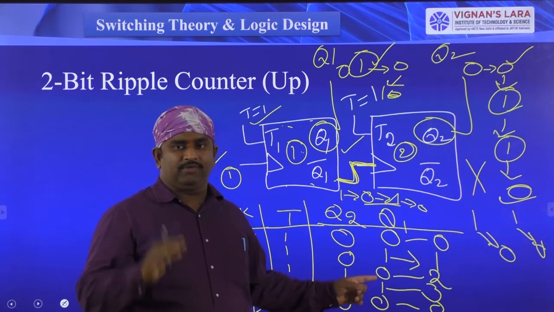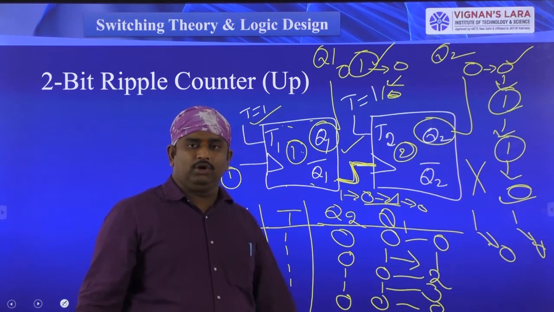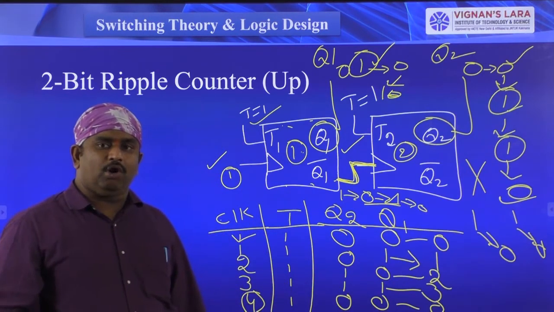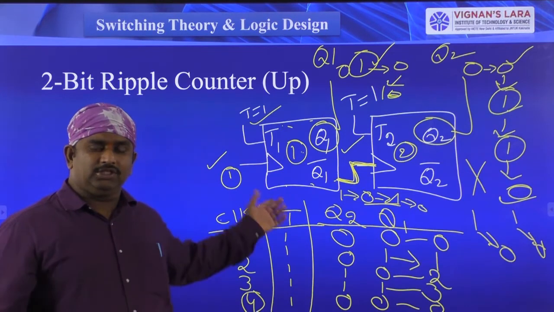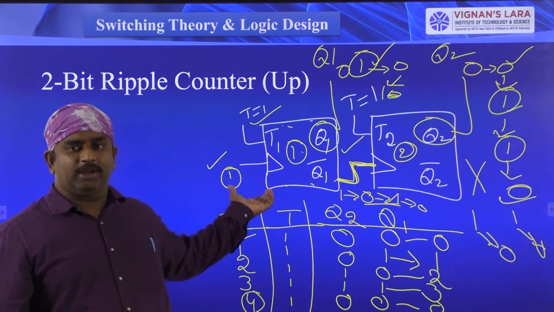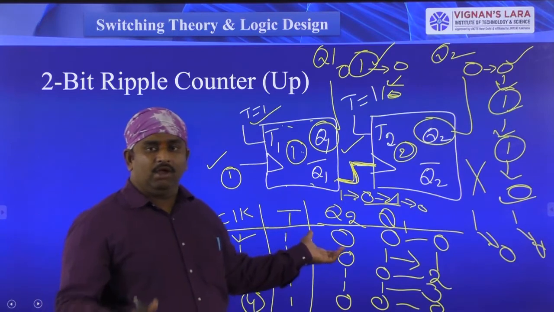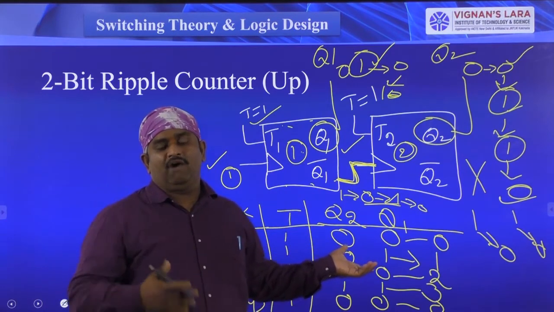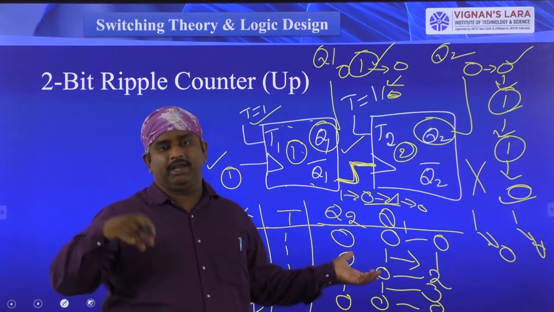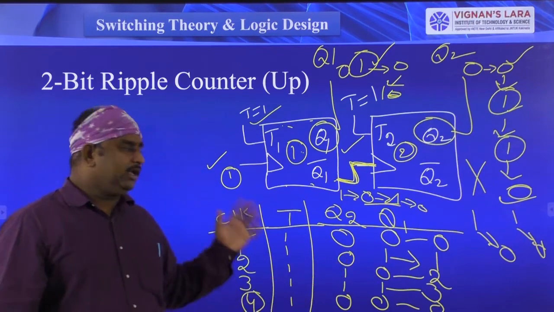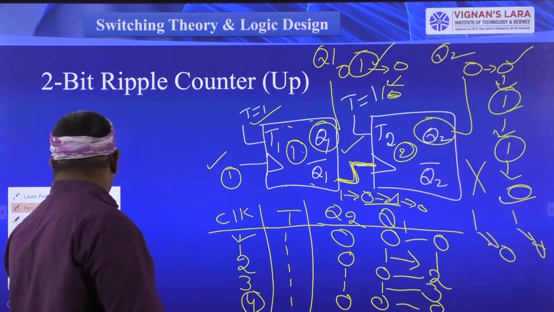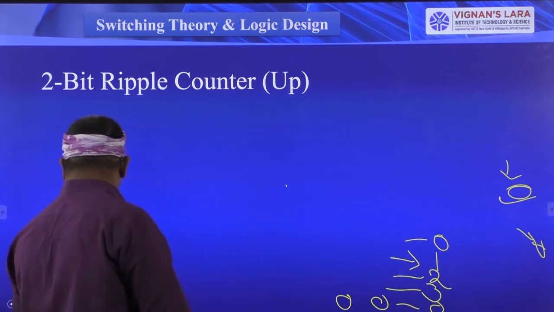After completion of 4 values, again you are getting 0. So the flip-flop is going to count from 0 to 3. Here this 2-bit asynchronous or ripple upcounter is counting from 0 to 3. After completion of 3, it is again counting 0 to 3. Okay, so see here, once again I am explaining the concept.